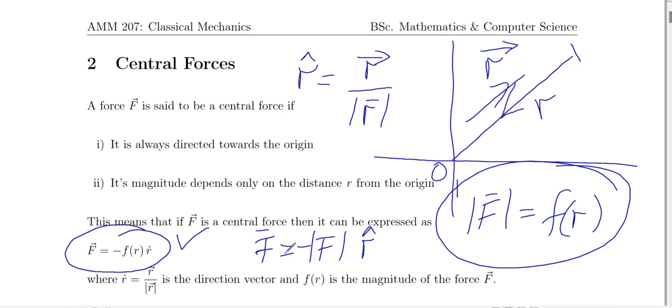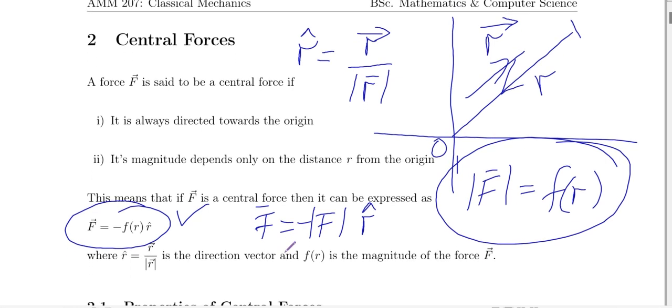So a force field F will be said to be central if, one, it is always directed towards the origin, and two, its magnitude depends only on the distance r from the origin. So that we write the magnitude of F equals a function of r, where r is the distance of the force F from the origin.